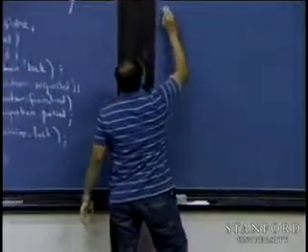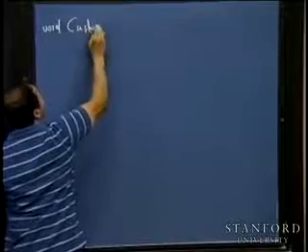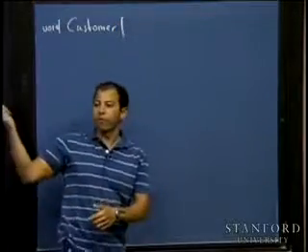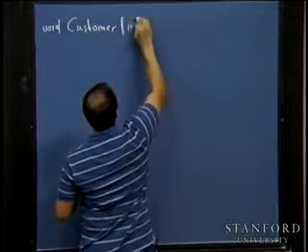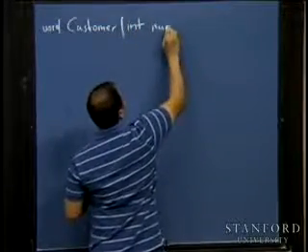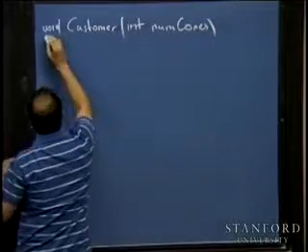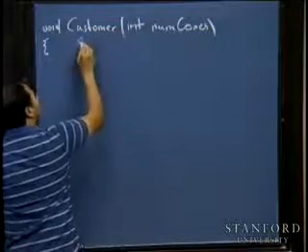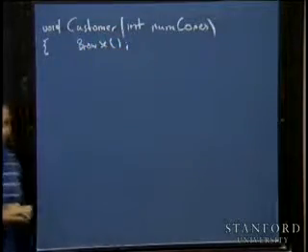So we have a void customer, and the customer takes the random number of cones that he needs to order. So he takes an int num cones, and let's see what he does. The customer gets in the store, he does browsing. This is just wasting processing time, nothing.